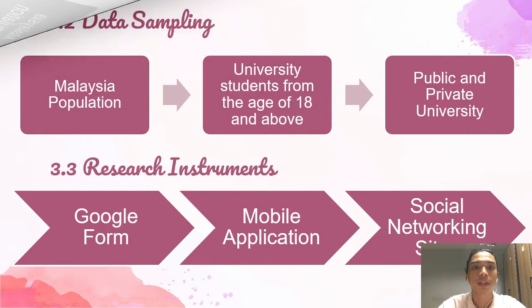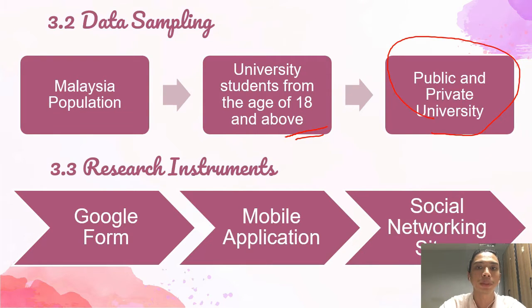We use simple random sampling from the population, the Malaysian university students at the age of 18 years old and above. Participants from Malaysian public and private universities were invited to participate in the survey. The online form was distributed in Telegram, WhatsApp, and also on other social media because it is the most effective and convenient way to advertise our surveys.